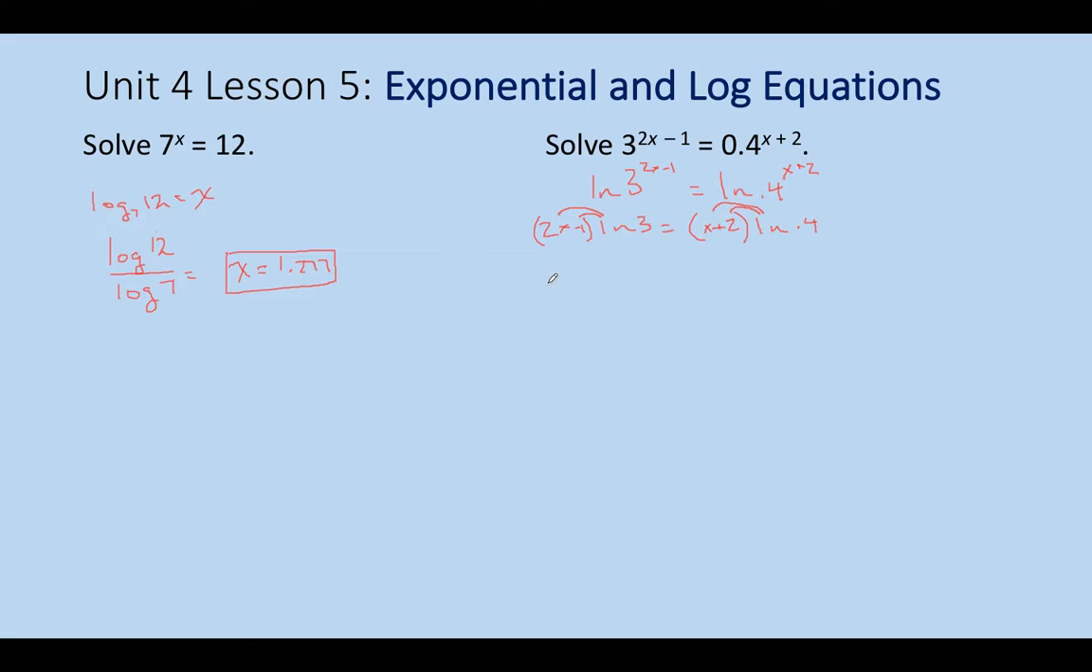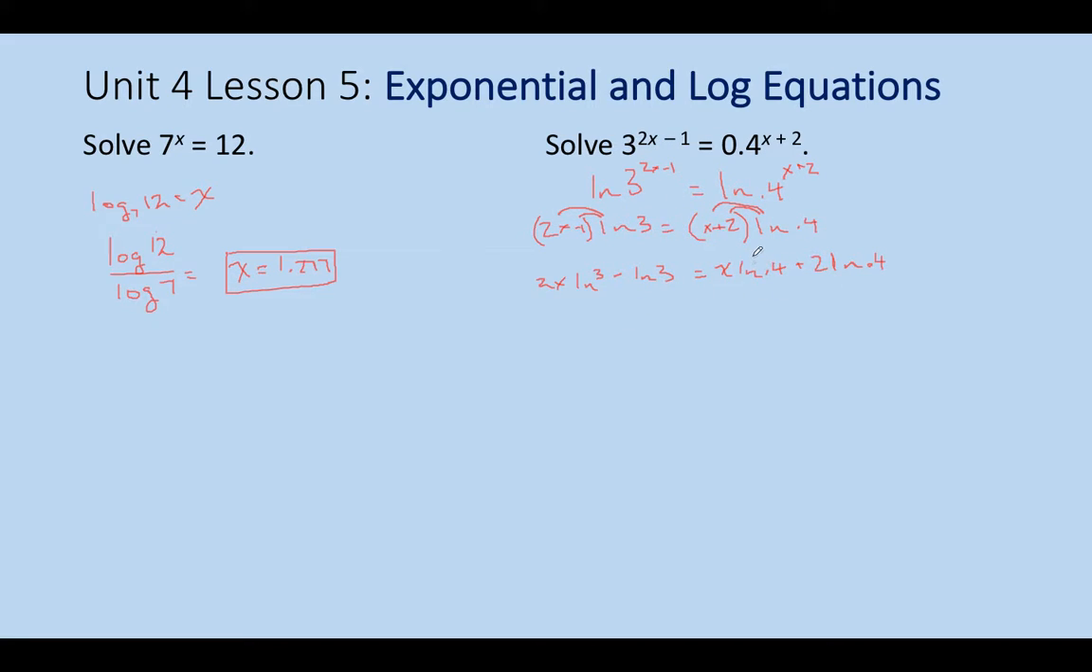And so we wind up with 2x natural log of 3 and then minus natural log of 3 times negative 1. Then over here, x times natural log of 0.4 would just be x natural log of 0.4, and then plus 2 natural log of 0.4. All right, let's see. At this point, again, don't lose sight of our mission. We want to ultimately solve for x.